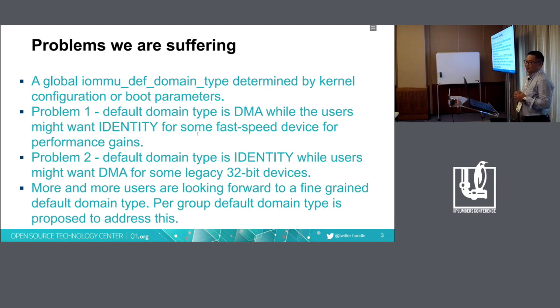The next problem: if the default domain type is identity, but users might want to use DMA for some legacy 32-bit devices. Currently IOMMU drivers have different solutions. For example, if we use Intel's IOMMU driver, we will force DMA for the legacy 32-bit devices. So more and more users are looking forward to a fine-grained default domain type. This is why I bring this topic to our discussion.